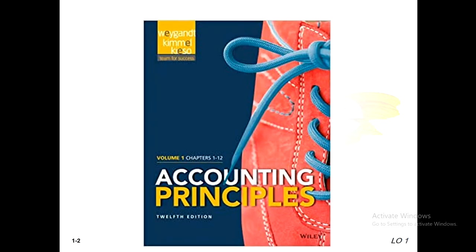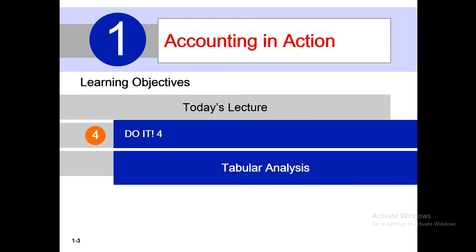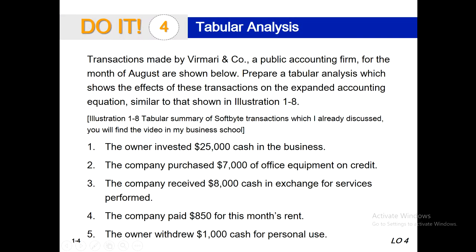Welcome to my lecture. We are following this book, first chapter, Accounting in Action. Today's lecture is on learning objective 4, Do It, tabular analysis.